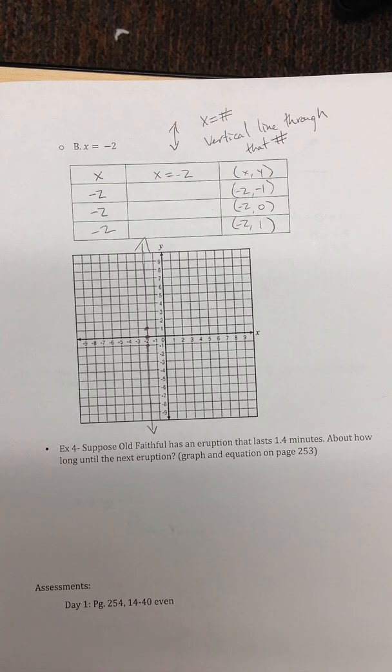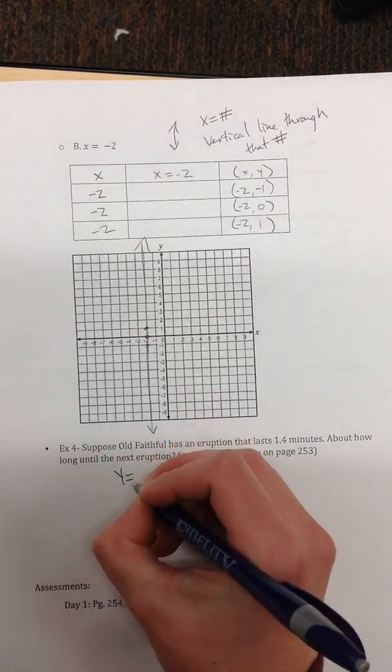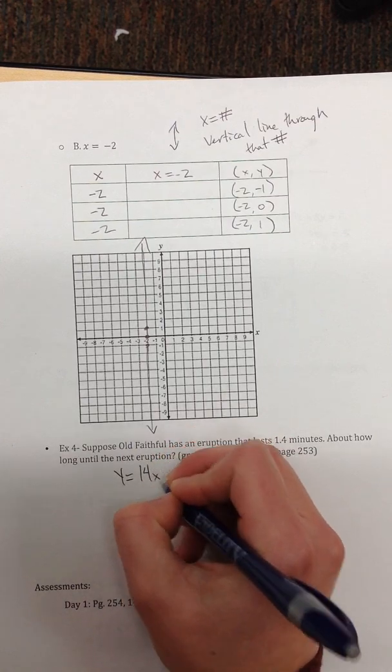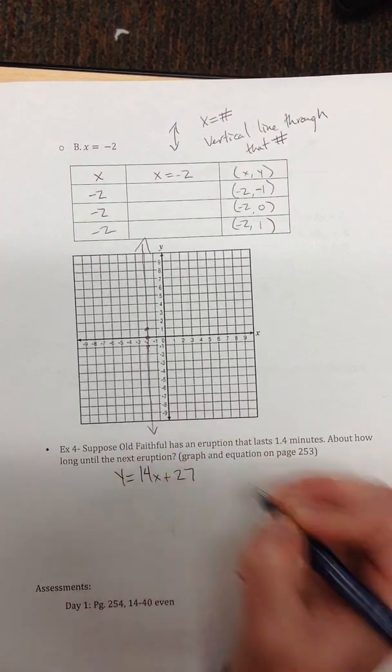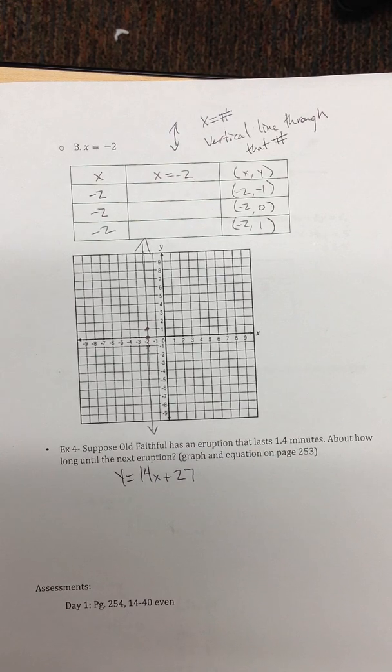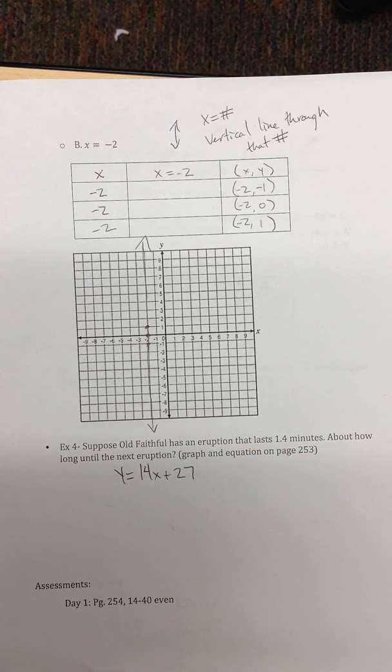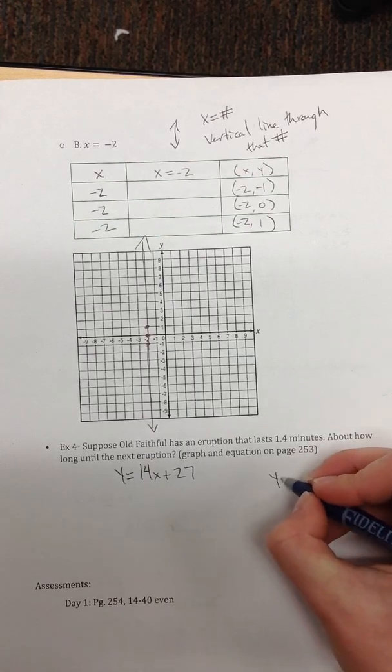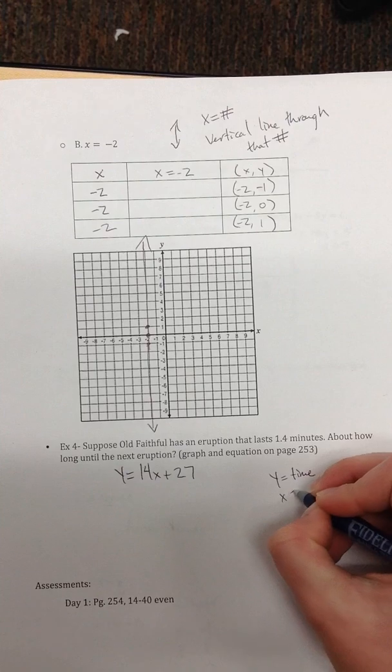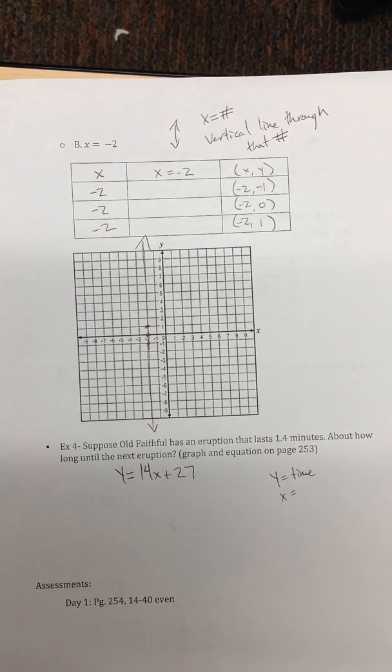Okay, and then our last one here, it says, suppose Old Faithful has an eruption that lasts 1.4 minutes, about how long until the next eruption? And we are supposed to use the graph and the equation on page 253. So if you look at that graph there on 253, it's talking about Old Faithful, which is a geyser, and it says the equation y is equal to 14x plus 27 can be used to predict its eruptions, where y is the time until the next eruption, so y is our time, and our x is the length of the eruption.